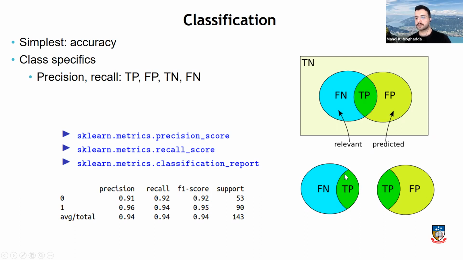So if you're calculating the true positive over the size of all this blue diagram, you're getting recall. And if you're calculating the true positive over the yellow diagram, you're getting the precision.